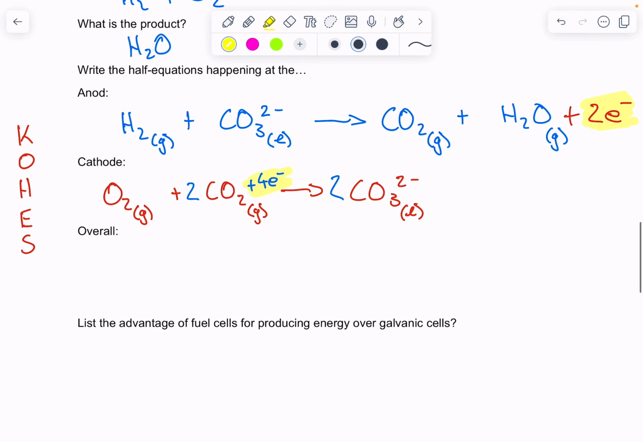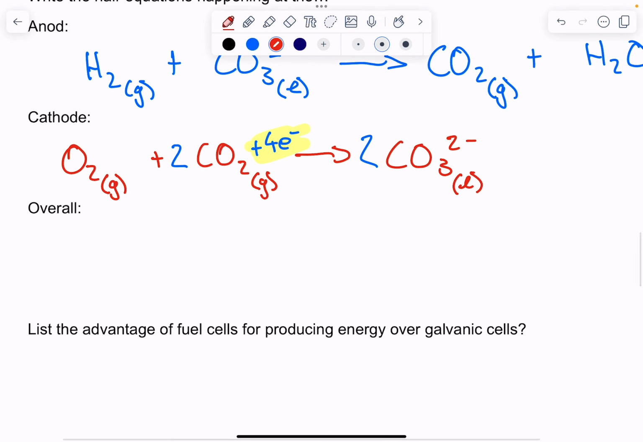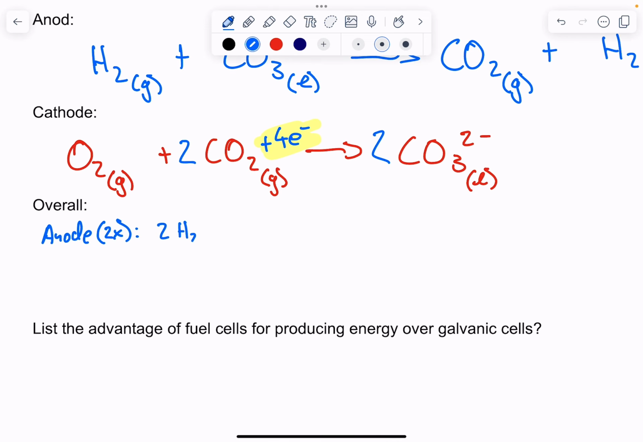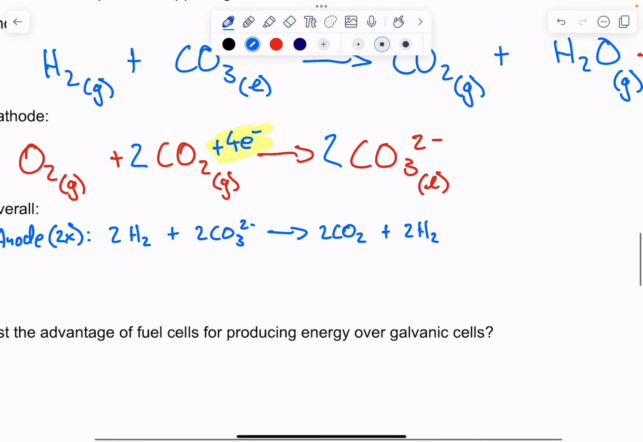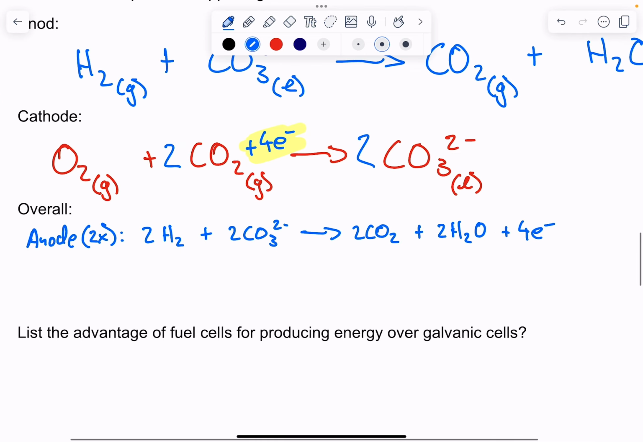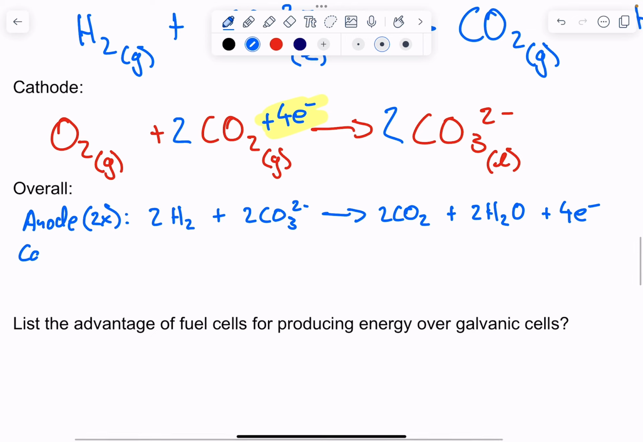So let me do this down here, okay? Let me go, so anode, and I'm going to put in brackets 2 times. So I've got 2H2 plus 2CO3 2 minus goes to 2CO2 plus 2H2O, and then I've got 4e minus now, because remember I times that by 2. Then the cathode is exactly as it is.